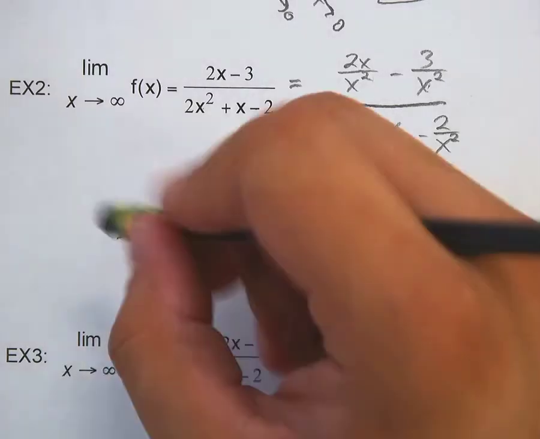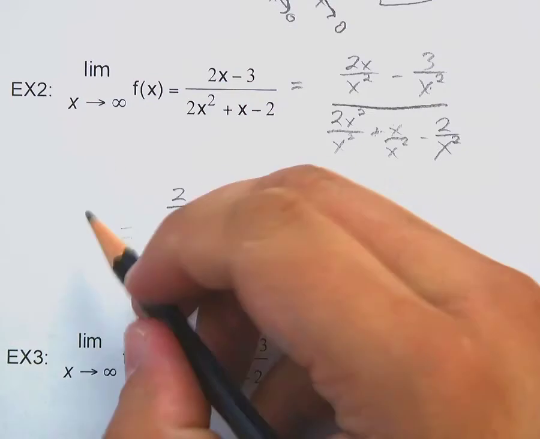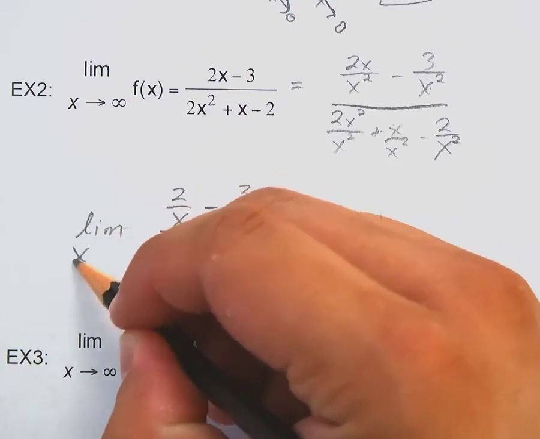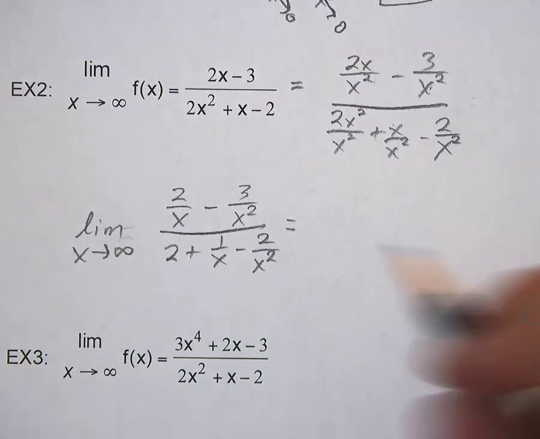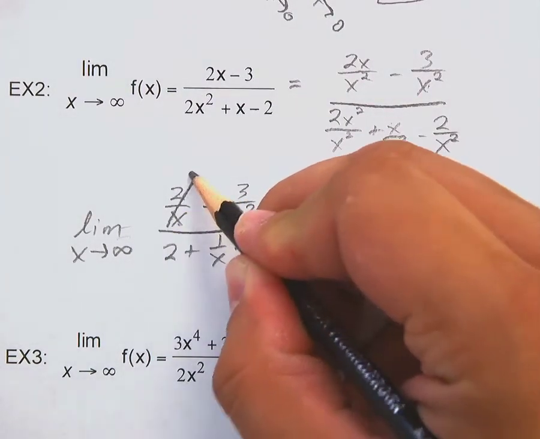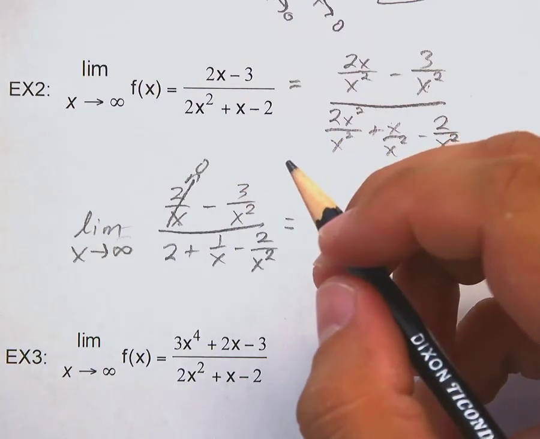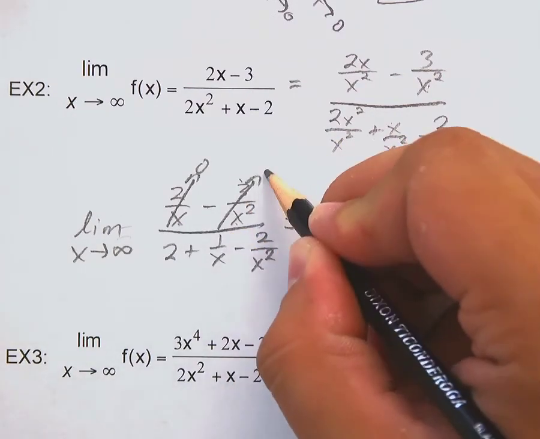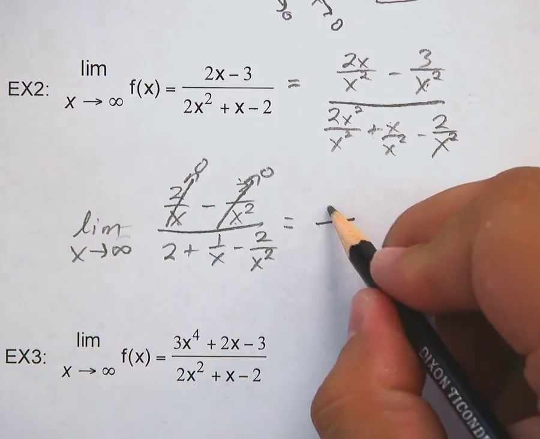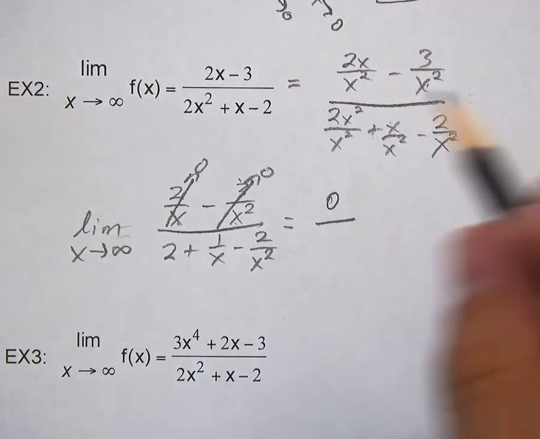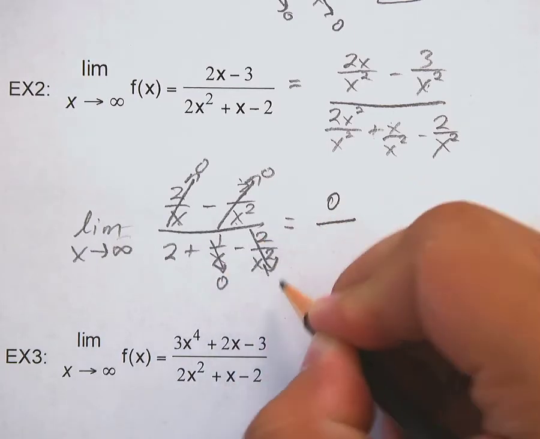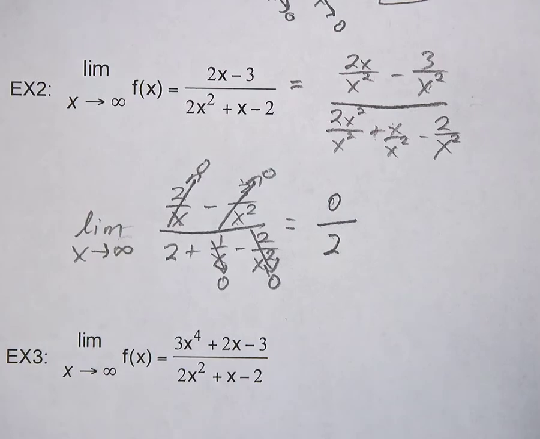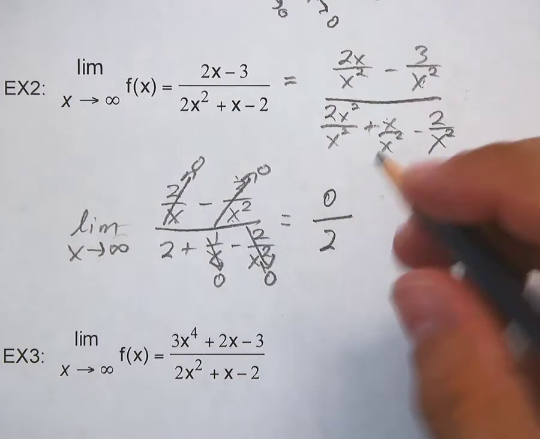Now I'm going to go ahead and set this up for an answer. The limit as x approaches infinity of this: 2 over infinity is going to go to 0. 3 over infinity squared is going to go to 0. What's going to be left in the top? 0 minus 0, which is 0. 1 over x will go to 0. 2 over x squared will go to 0. And you're left with 2 in the bottom. So, what's 0 divided by 2?